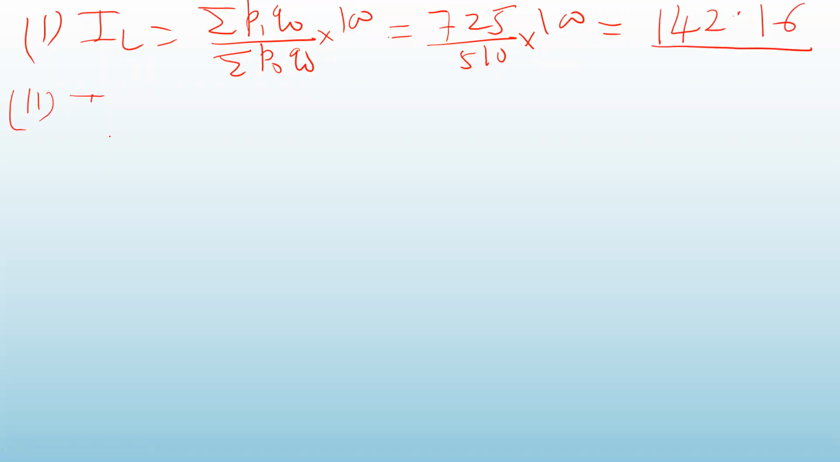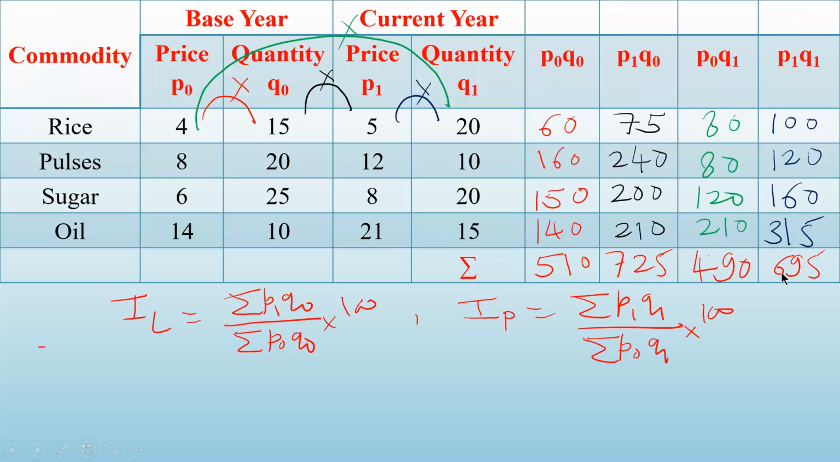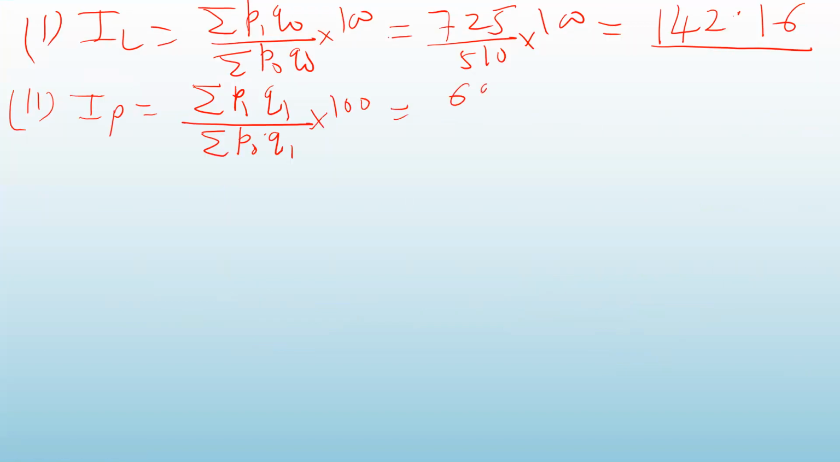Now the second one is IP. What is IP? In IP, we take the weight as Q1. So instead of Q0, it will be Q1. Summation of P1 Q1 divided by summation of P0 Q1 into 100. Now from the table, what is the P1 Q1 sum? 695. So it is 695 divided by 490 into 100.